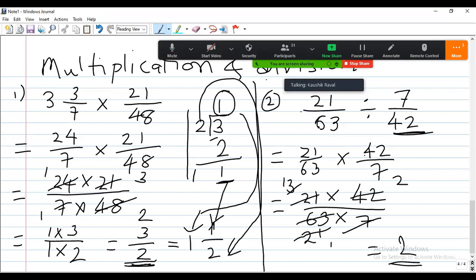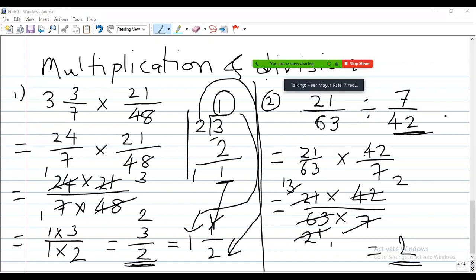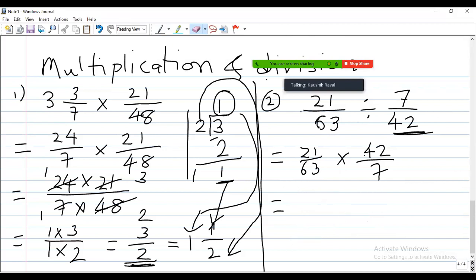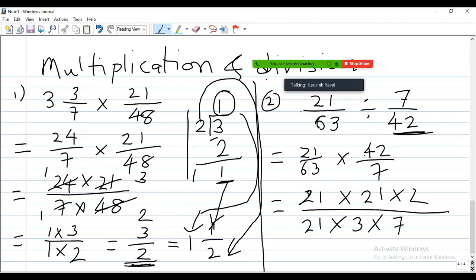Okay? Got it, everyone? Reciprocal, yes. Another method is to do the factorization. Let me show you that way also. 21, let it be. 42 is 21 twos. 63 is 21 threes. And then there is 7. So 7 threes are 21, 21 ones are 21. What is left? Only 2. So there are many different ways of doing the factorization. Understood everyone?